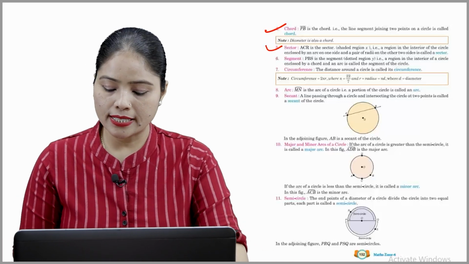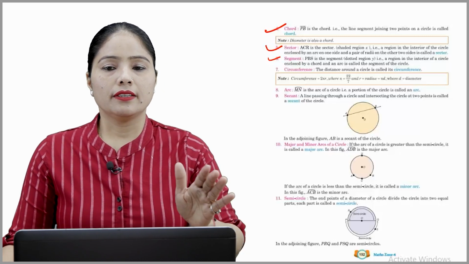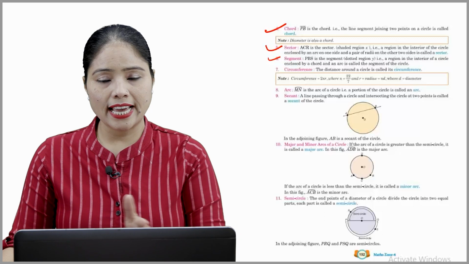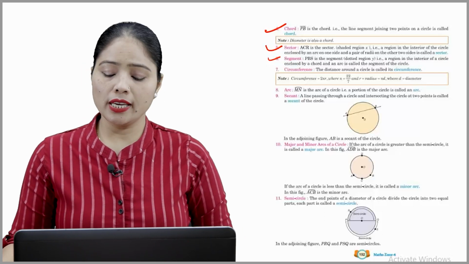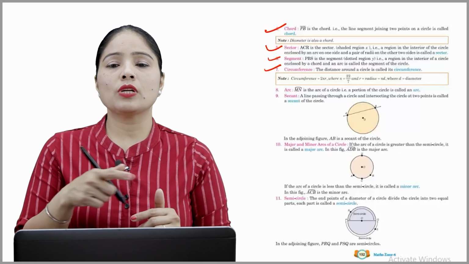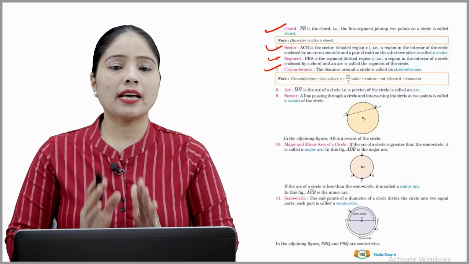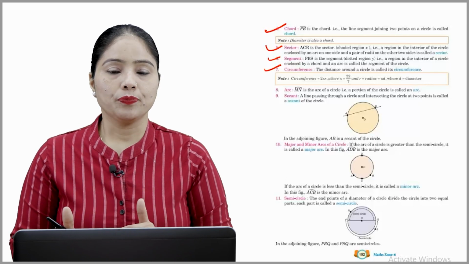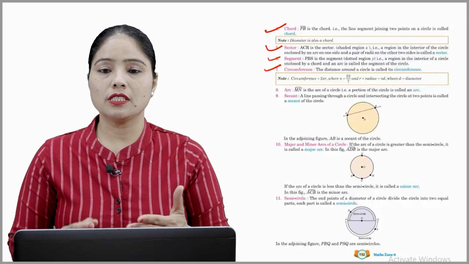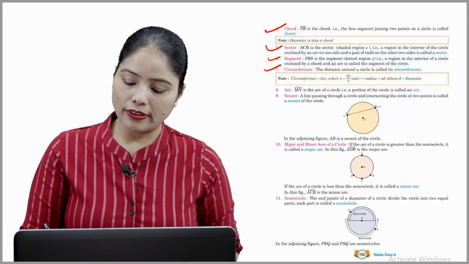And what is a segment? Let's see. PBS is a segment, the dotted region Y, a region in the interior of a circle enclosed by a chord and an arc is called a segment of the circle. Okay. Now circumference. Circumference means the distance around a circle. Note: circumference is equal to 2 pi r, where pi is 22/7 and r is the radius, meaning pi d, where d is the diameter. I hope you understood well.